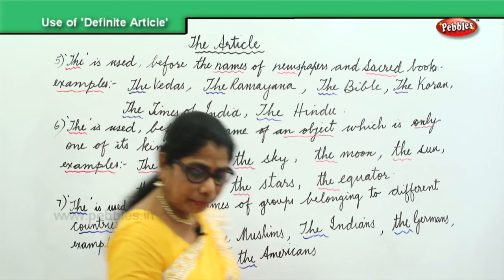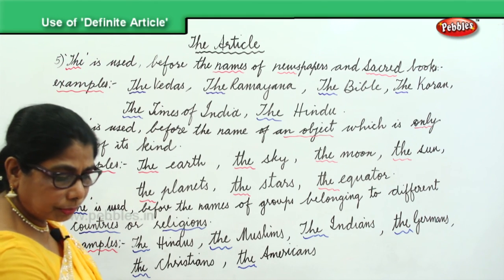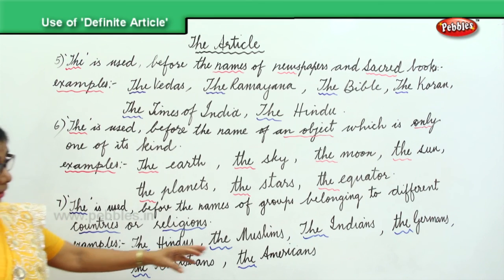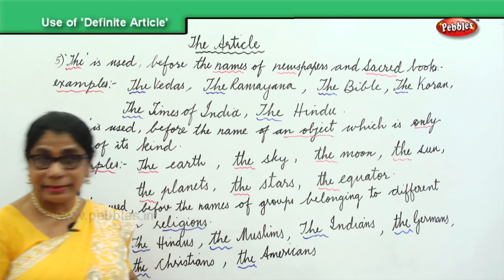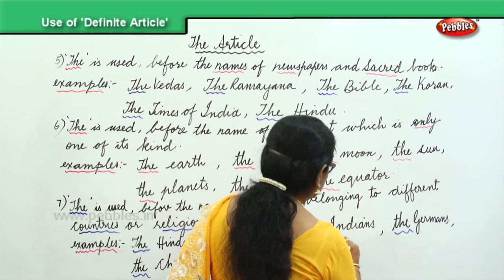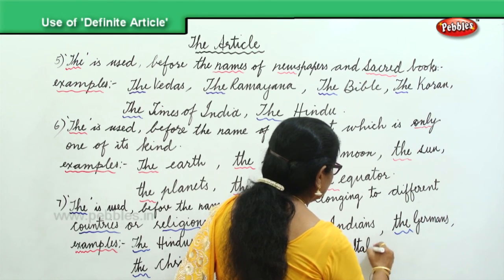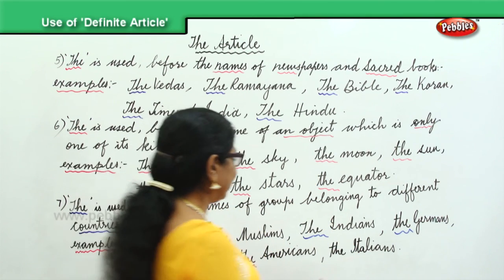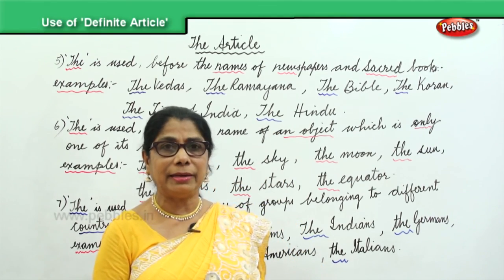Examples, what are the examples? Examples are the Hindus, the Muslims, the Indians, the Germans, the Christians, the Americans. Then what else you can say? The Italians, any country, any religion, you can go on. So, this is the usage of the definite article, the.